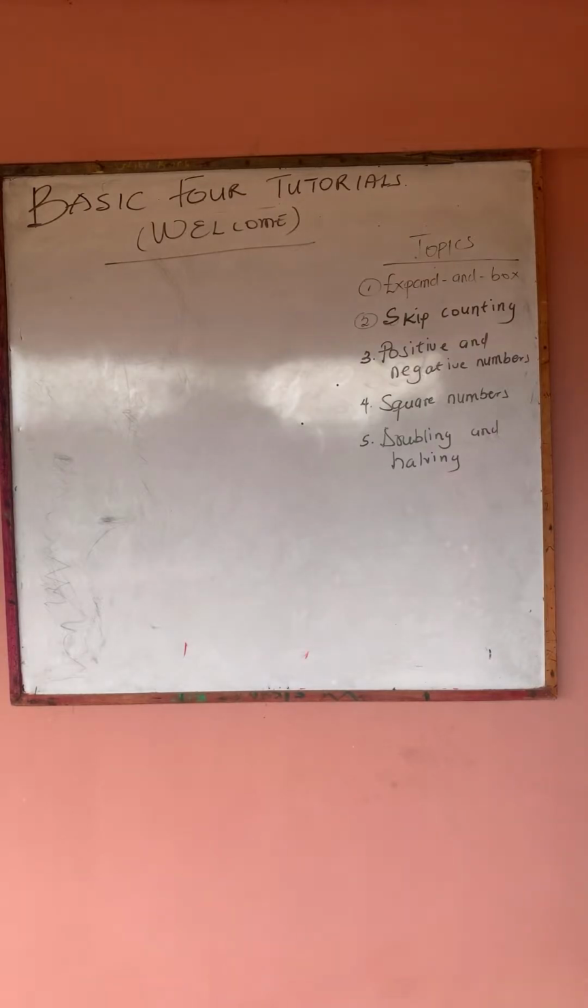All right, so these are the major topics that we are going to discuss today. We look at expand and box, skip counting, positive and negative numbers, square numbers, and doubling and halving. Along the line, we may add some more topics, but let's have these 5 in mind to start with so that we can all understand these 5 topics. So without wasting much time, let's get started.